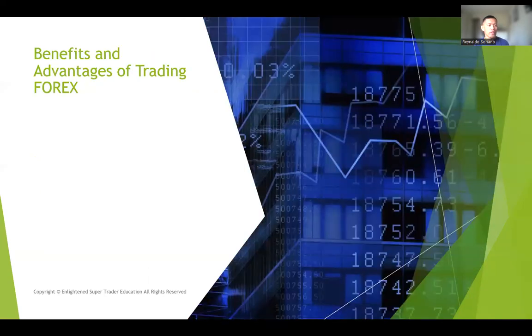So what are the benefits and advantages of trading Forex? Number one, it has the ability to profit in both rising and falling markets. Why is it an advantage compared to, say, trading stocks?